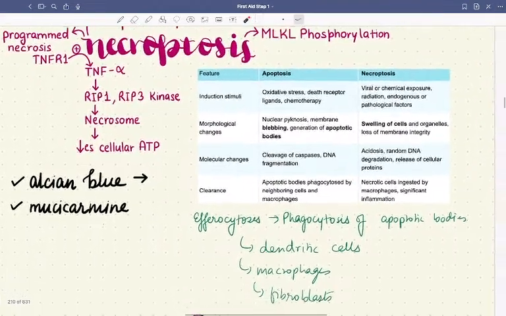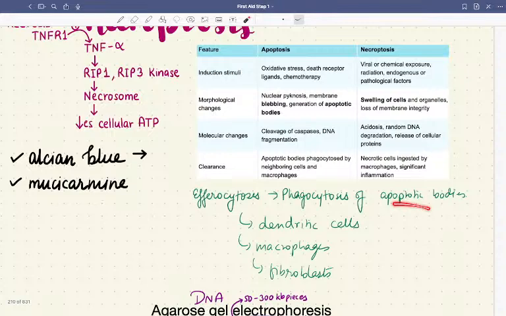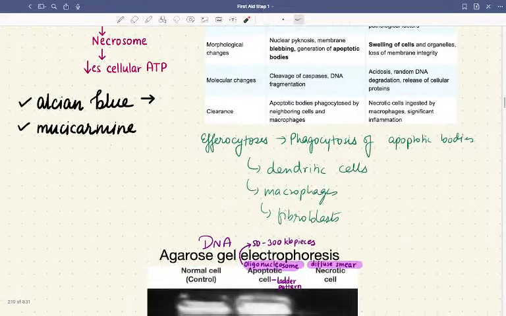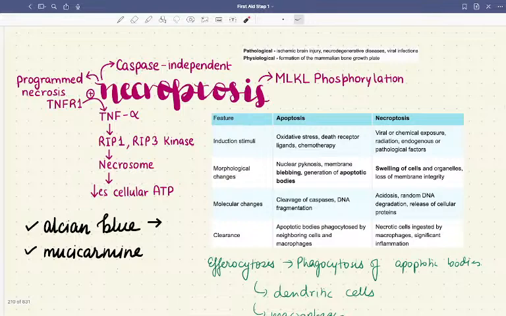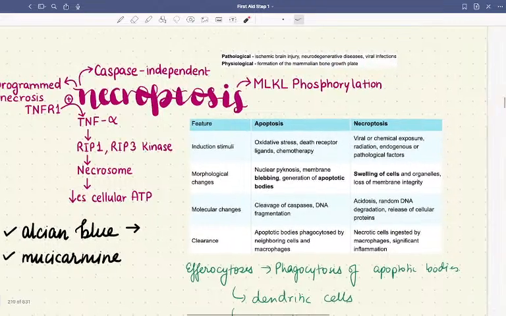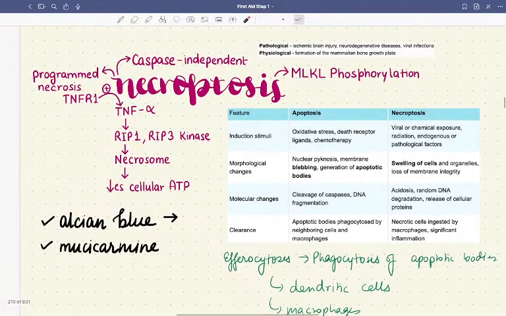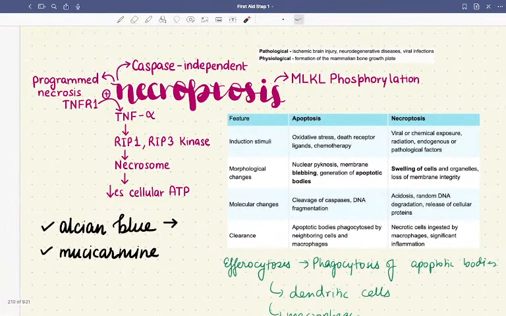Efferocytosis is phagocytosis of apoptotic bodies. What does it need? Phosphatidylserine. Dendritic cells, macrophages, and fibroblasts do it. And then finally we have agarose gel electrophoresis. Another one, pathological apoptosis, is when we have ischemic brain injury, neurodegenerative disease, viral exposure and so on. Physiologic apoptosis is seen in the mammalian bone growth plate. Blebbing and the cytoplasmic differences are fine. Clearance is by apoptotic phagocytosis.